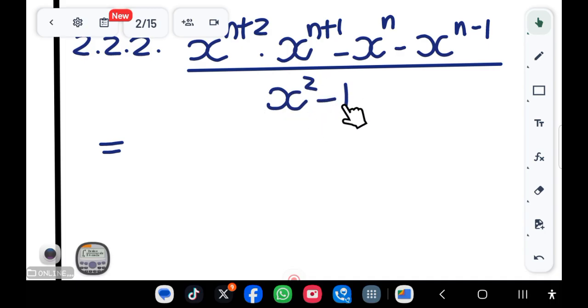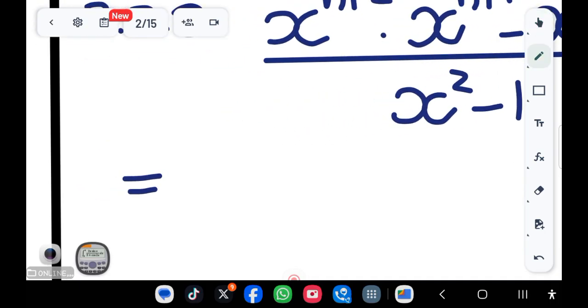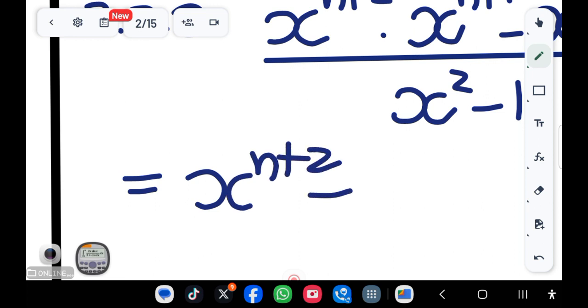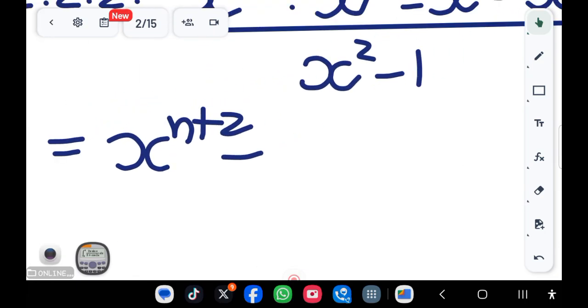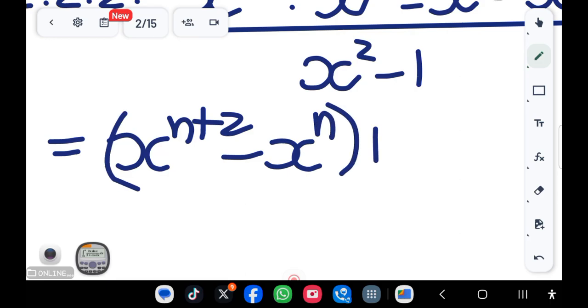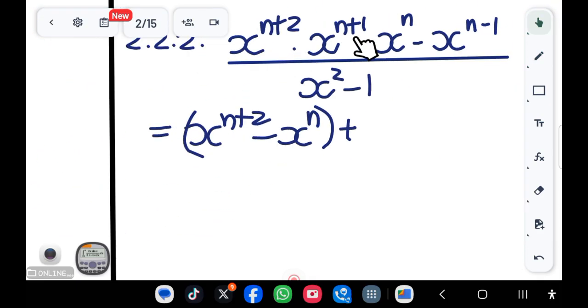We want to achieve x squared minus 1. So we group minus x to the power of n. That will give us what we want to achieve. Minus, okay, plus. All right, and then we match x to the power of n plus 1.